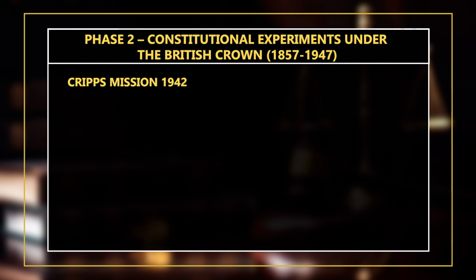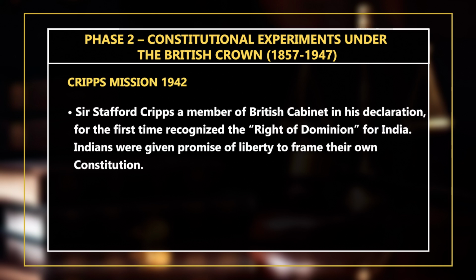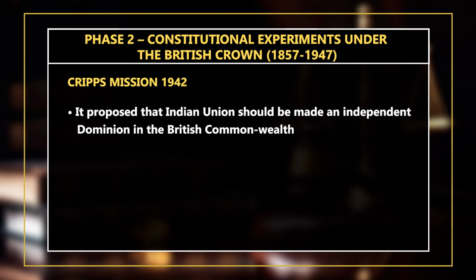Cripps Mission of 1942. Sir Stafford Cripps, a member of the British Cabinet, in his declaration for the first time recognized the right of dominion for India. Indians were given a promise of liberty to frame their own constitution. It proposed that the Indian Union should be made an independent dominion in the British Commonwealth.